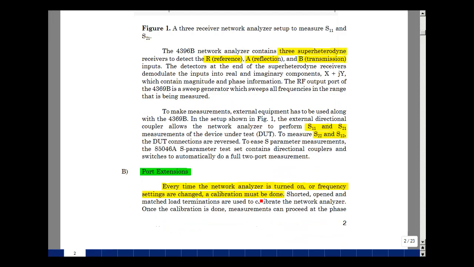Now, every time the network analyzer is turned on, or the frequency settings are changed, a calibration must be done. We're going to use shorted, opened, and matched load terminations to calibrate the network analyzer. Once this is done, we can take our measurements.